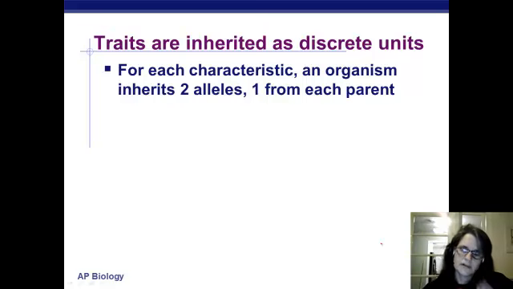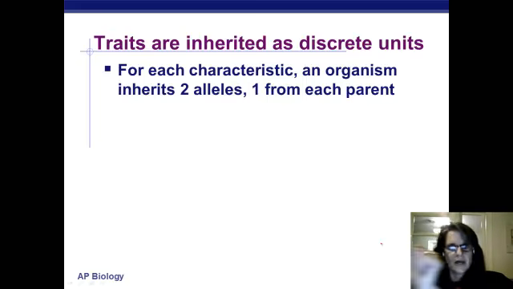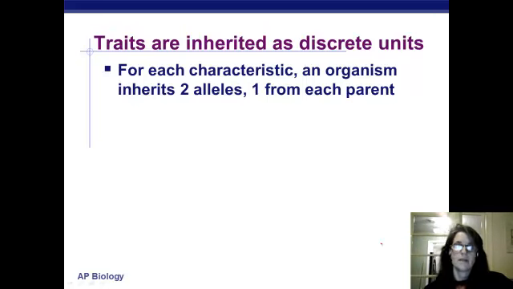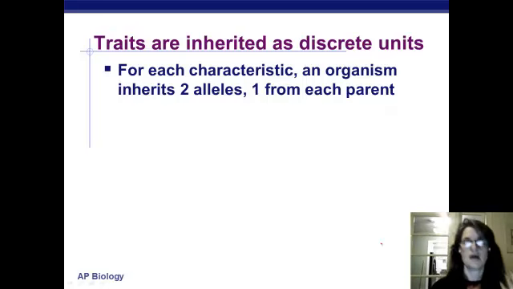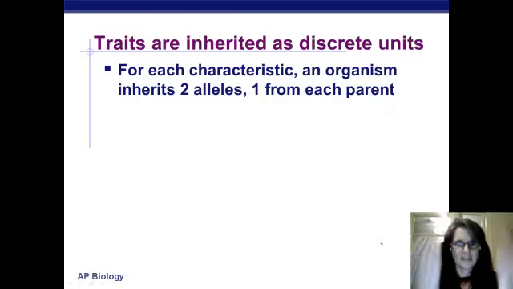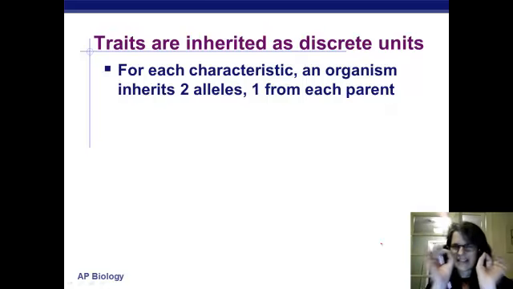So, for each characteristic, for every trait, an organism inherits two alleles, one from mom, one from dad. Okay? Why? Because each organism inherits a set of chromosomes from mom and a set of chromosomes from dad. And they are similar. They code for the same kinds of traits, but not the same exact variety of each trait. Okay?